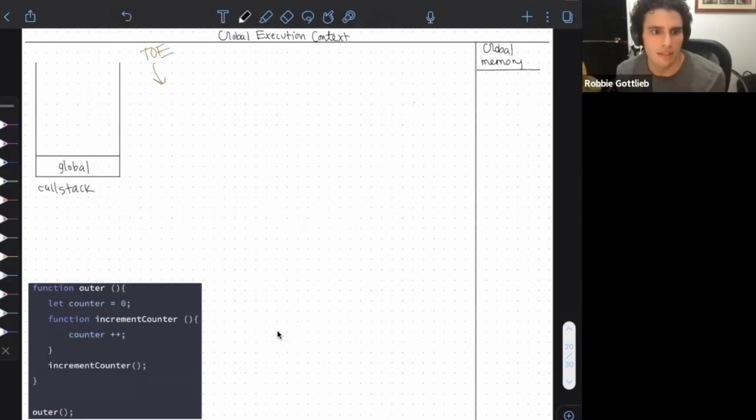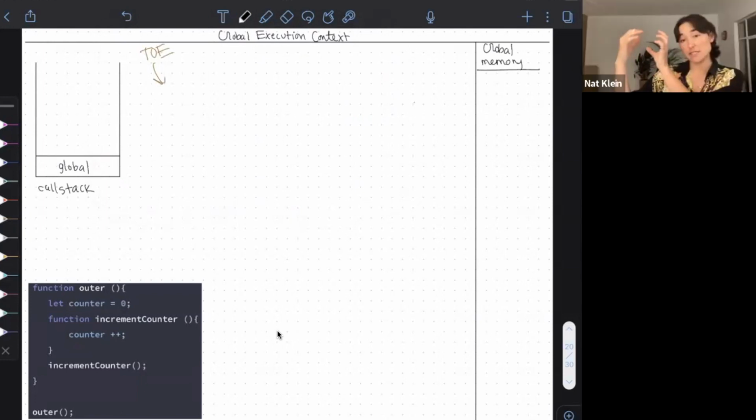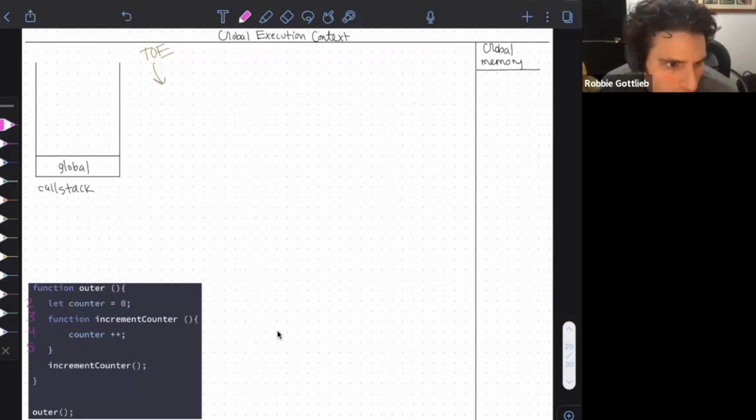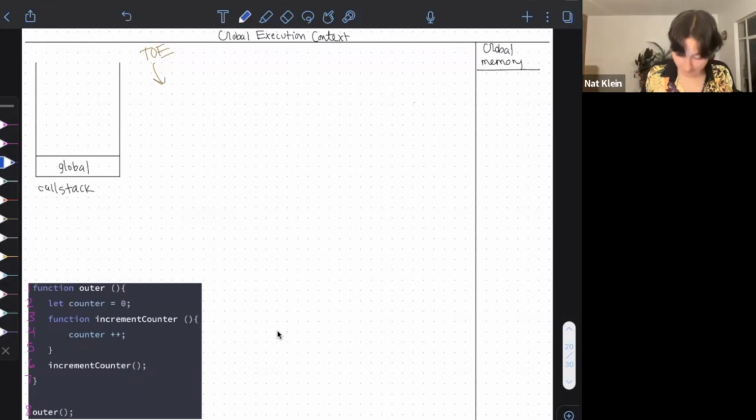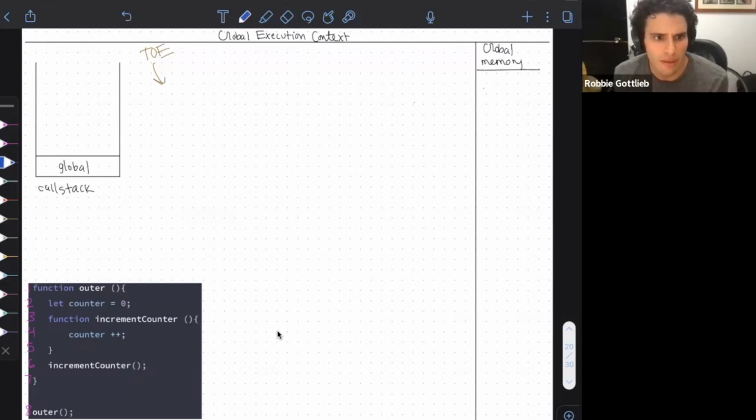Global execution context is where we store data, or where we store our variables within the global execution context. Just to be exact there. But yeah, let's go ahead. What's going on here on line 1, Robbie? On line 1, we declare a function outer with no arguments. And we're going to store that in the global memory.